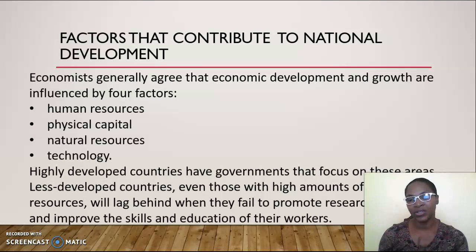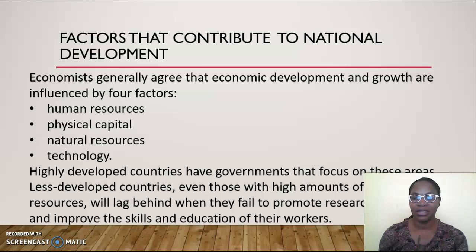And then we also need natural resources. The natural resources we can utilize to make money, we can develop, we can manufacture, we can produce, we can use to enhance our quality of life, and so many other things.